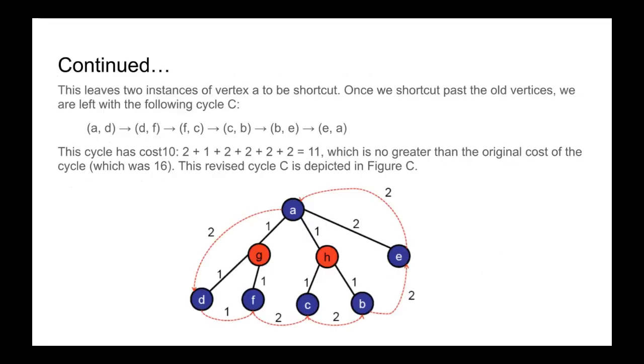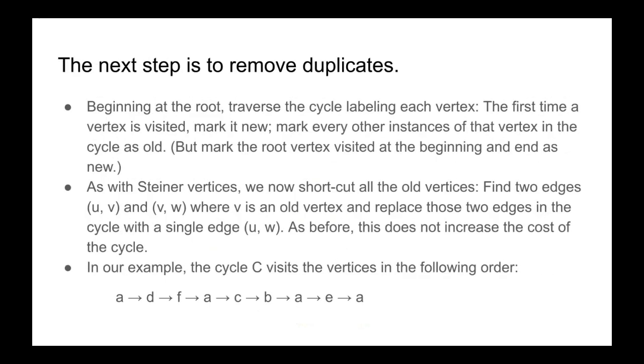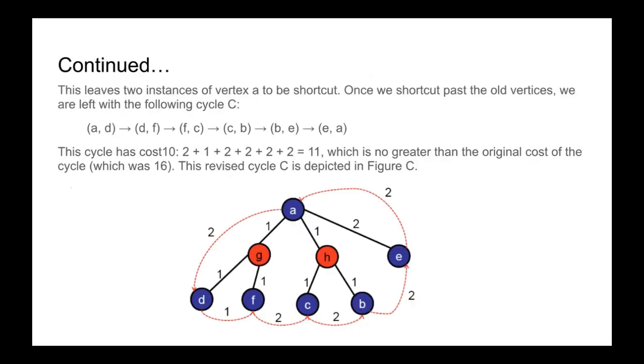So this is what I was talking about. We'll just directly keep switching between the edges to find the minimum spanning tree. So the cycle will be, if we remove the old vertices which are repeating, in this case the second A and the third A in our cycle here. If we remove those instances, the cycle would now be A to D, D to F, then F to C, which is an outer edge, that's where the cost is 2.